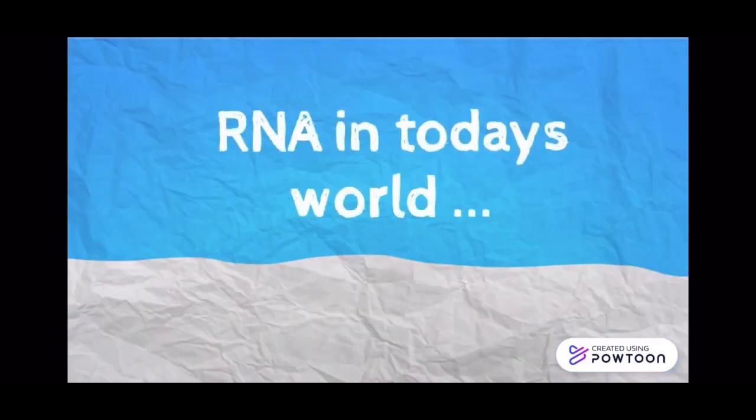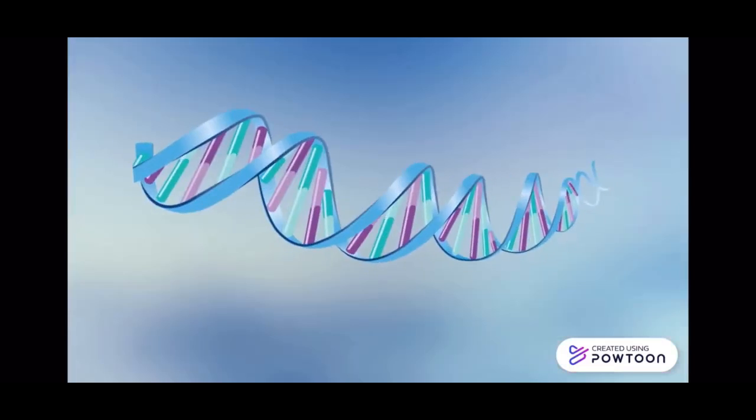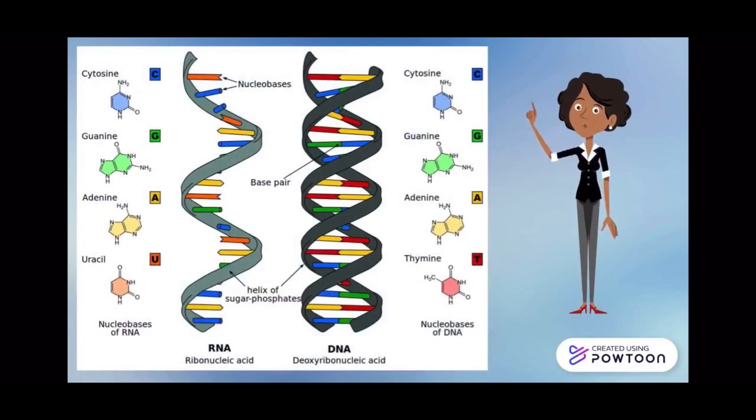RNA in today's world. Today, DNA is considered the major genetic molecule of cells. So at some point during the evolution of cells, DNA took over the role of RNA because double-stranded DNA is more stable and easier to replicate.